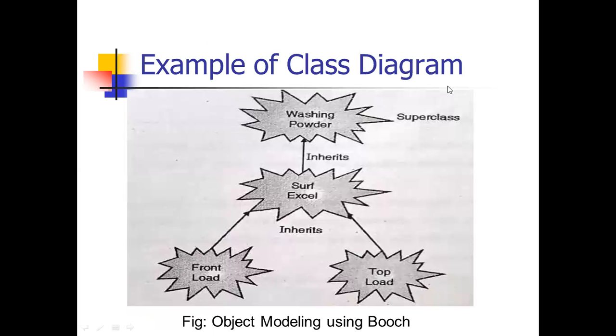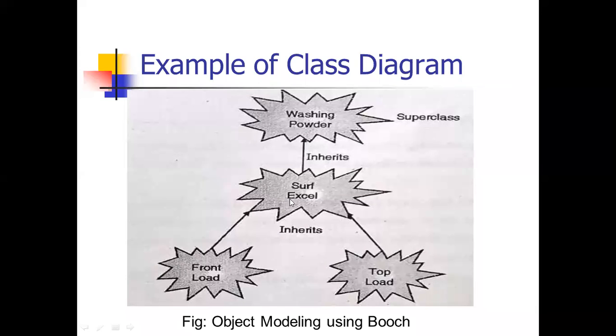We'll see an example of a class diagram here. This is object modeling using Booch. See, this is the superclass, washing powder. See the representation of a class here, and the notation for inheritance: the arrow with the filled head. So washing powder is inherited by Surf Excel.